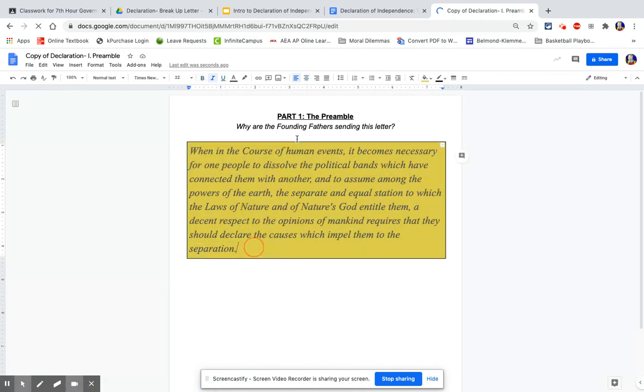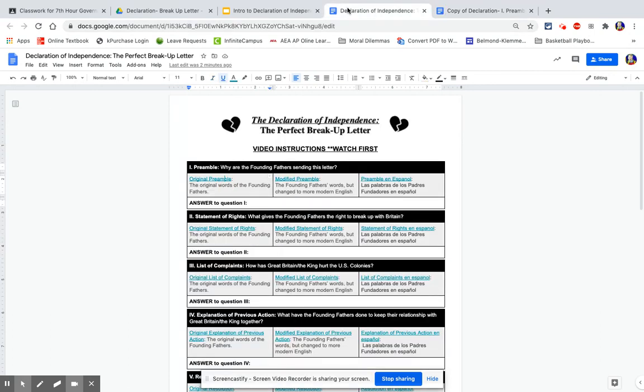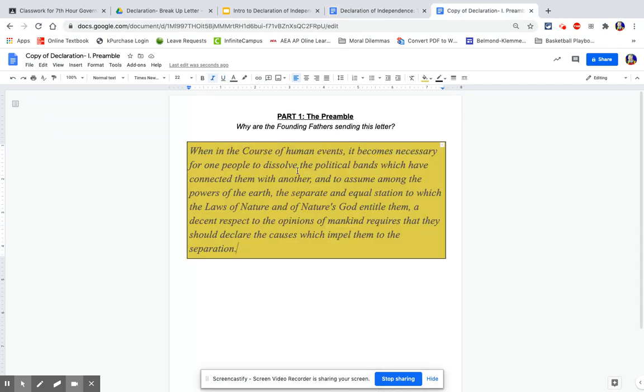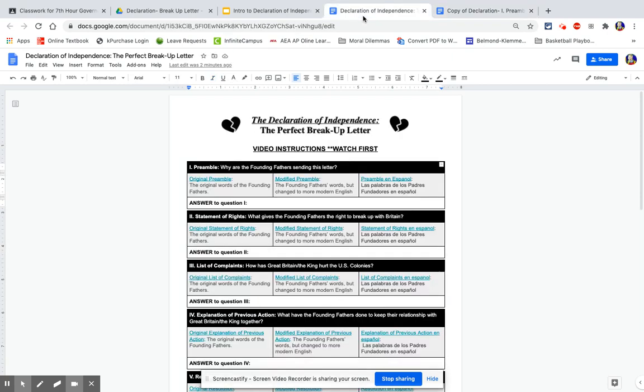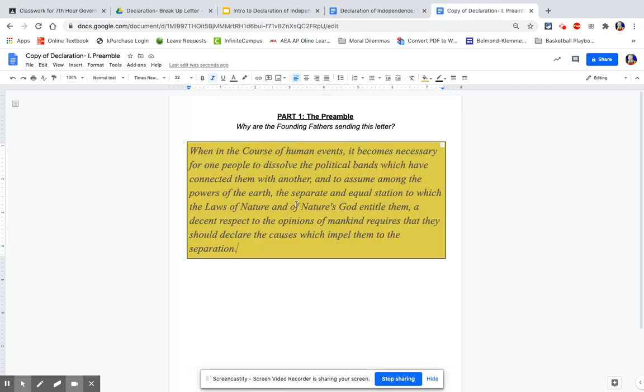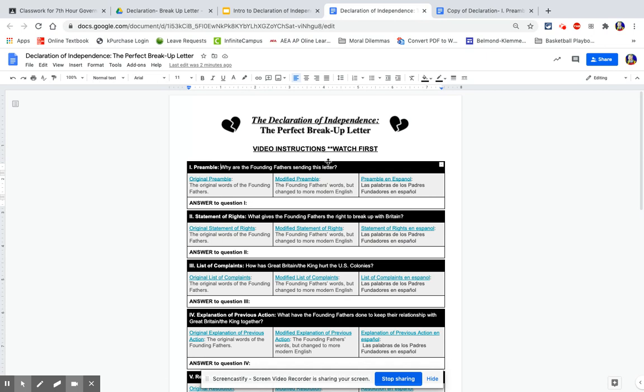Then your job is to read that and answer the question that is up top here: why are the founding fathers sending this letter? I want you to read the actual Declaration of Independence and try to figure out what the answer is. What are they talking about that answers the question, why are the founding fathers sending this letter? So you're going to actually read that.